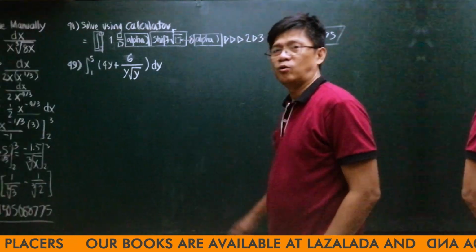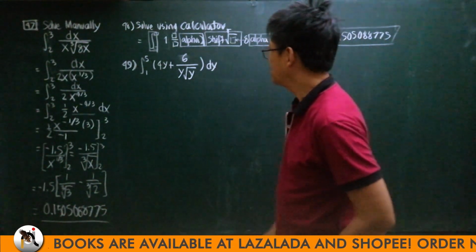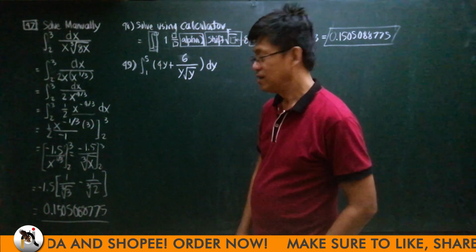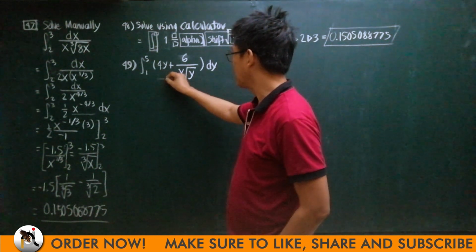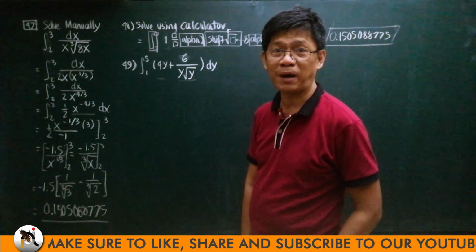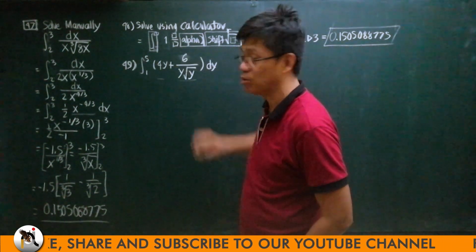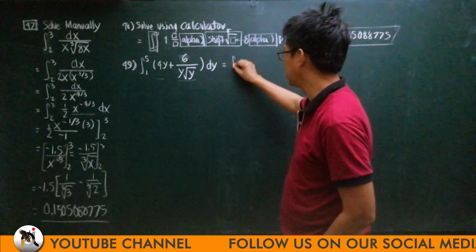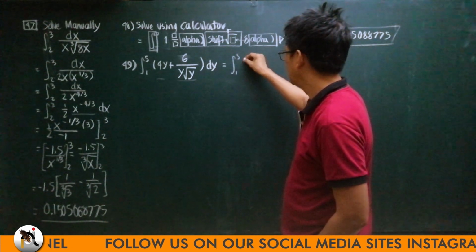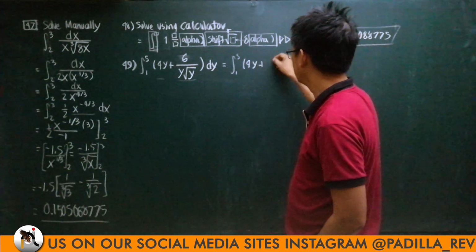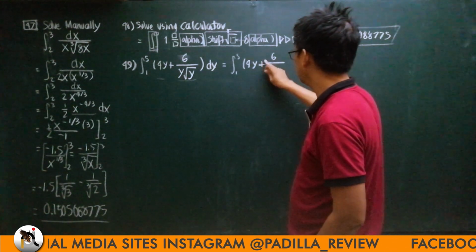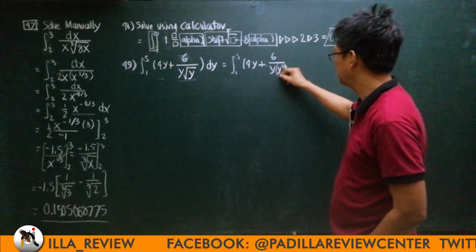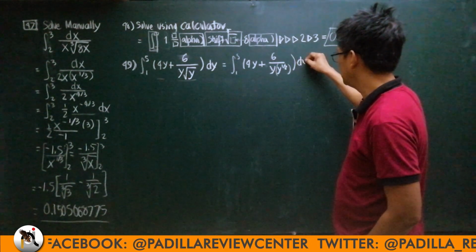You follow? What about this one? The integral of 4y plus 6 over y square root of y dy. So, take note that these are already independent powers of y. We just make this in the numerator. Okay? So, this is the same as integral from 1 to 5 of 4y plus 6 over y square root of y, and the square root of y is y to the 1/2.